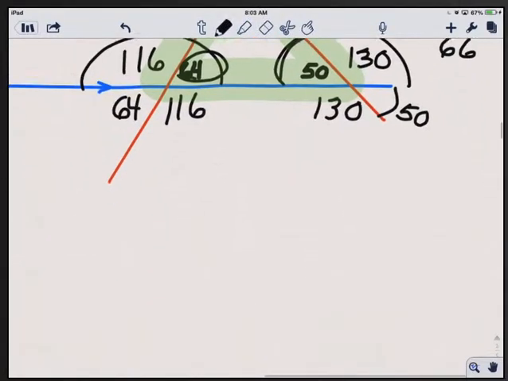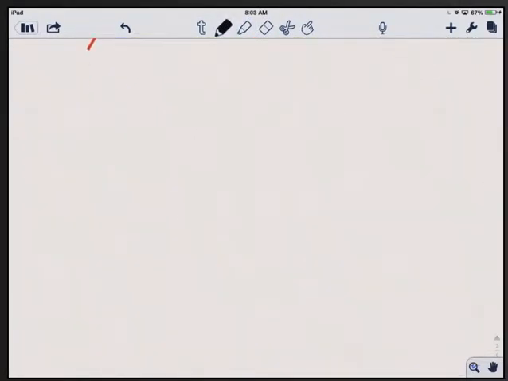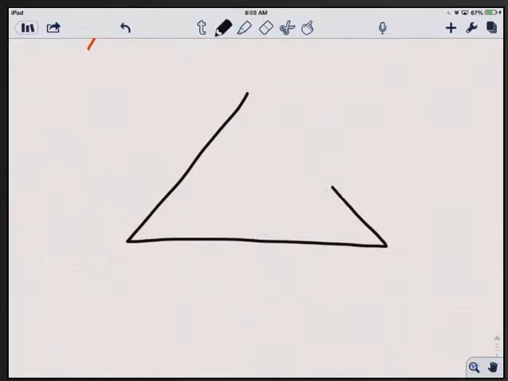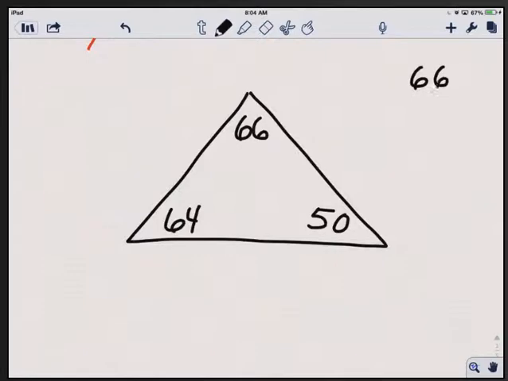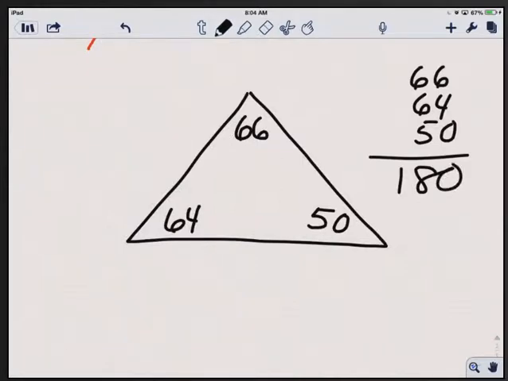and we will have a 50-degree angle, a 64-degree angle, and a 66-degree angle. And those angles, if we check over to the side, 66, 64, and 50, add to equal exactly 180, which is the case for any triangle.